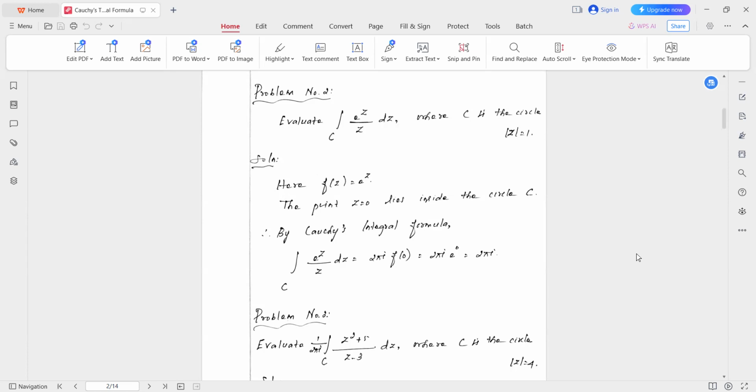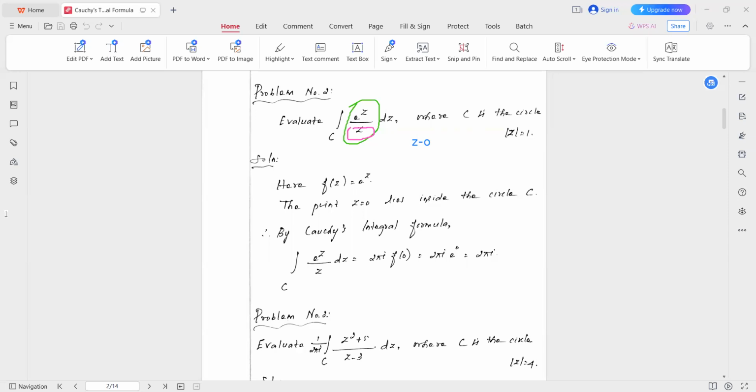Okay, so first look at the function. Look at this one, e power z by z. Here the denominator part is the same as in Cauchy's integral formula. Instead of z minus z naught, we have z minus 0. So the point z naught where the analytic fails is 0.